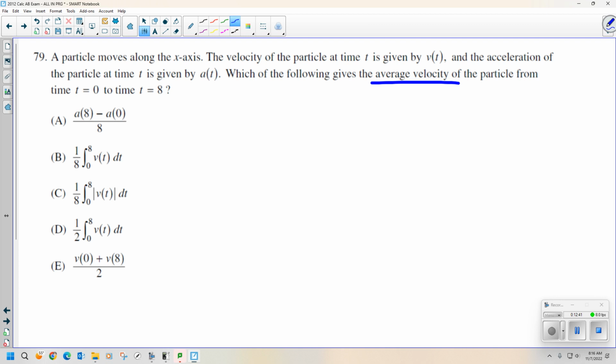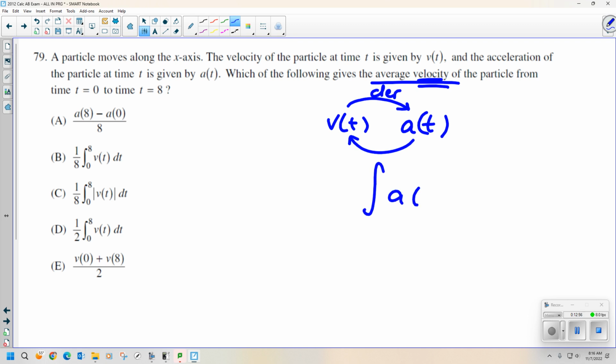And so here we go. Anytime I want the average value of anything, including velocity, if I have acceleration, remember, that's the derivative of velocity, which means if I go backward, that's the integral. So if I integrate acceleration, that gives me velocity. Don't forget, you need to put your dummy variables there.